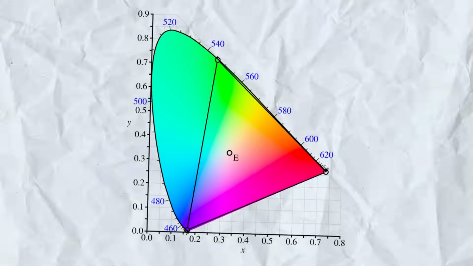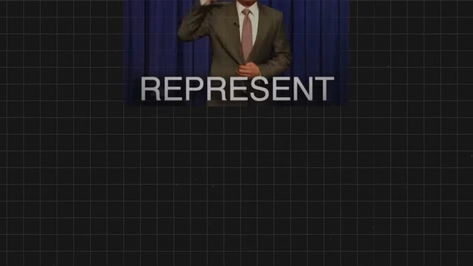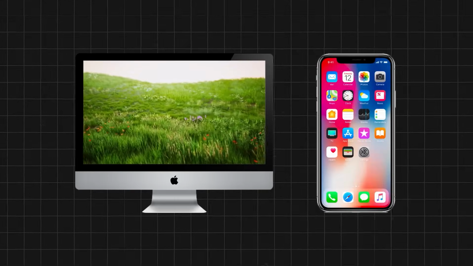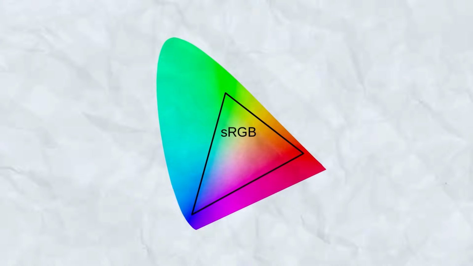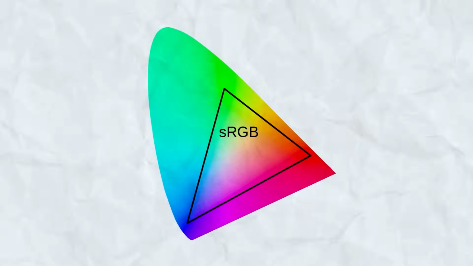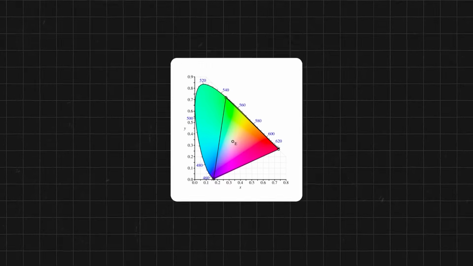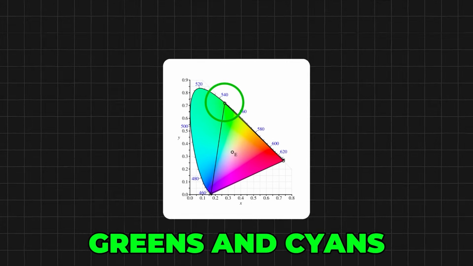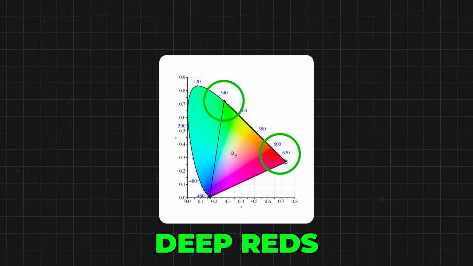Now, notice the triangle inside the horseshoe. This represents the sRGB color space, the standard used by most monitors and digital devices. Any color outside this triangle simply cannot be displayed by a standard monitor. The most obvious limitations are in the greens and cyans at the top of the diagram, and some of the deep reds on the right side.